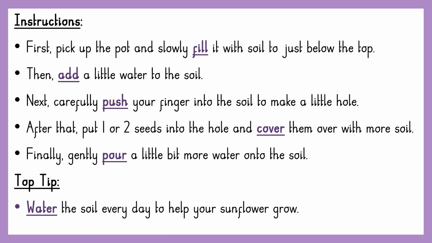First, pick up the pot and slowly fill it with soil to just below the top. Then, add a little water to the soil. Next, carefully push your finger into the soil to make a little hole. After that, put 1 or 2 seeds into the hole and cover them over with more soil. Finally, gently pour a little bit more water onto the soil. Top tip, water the soil every day to help your sunflower grow. Well done if you managed to get all of those correct. I'm really proud of you.